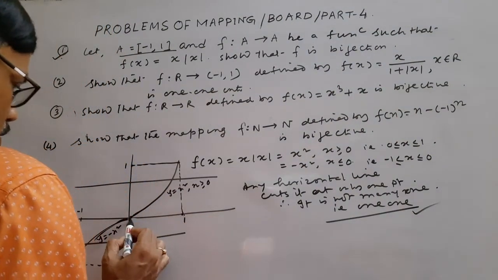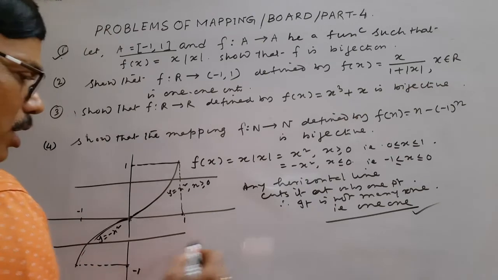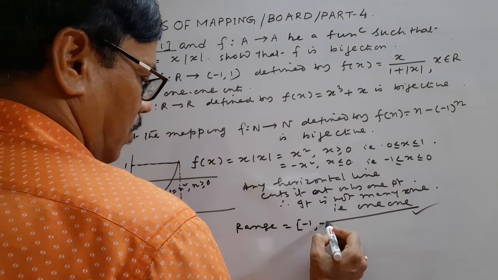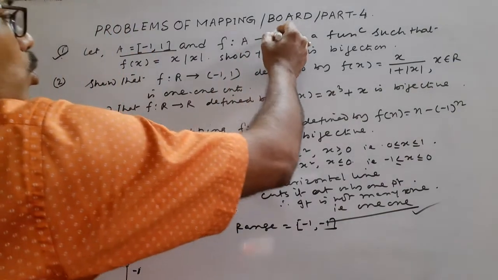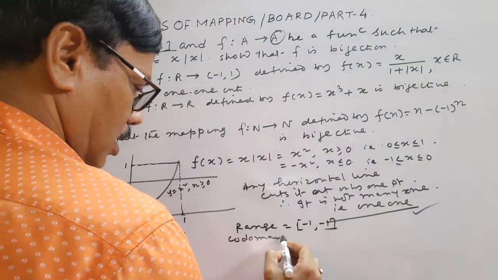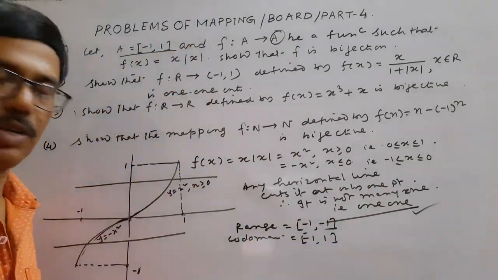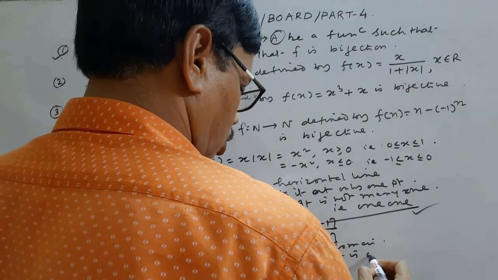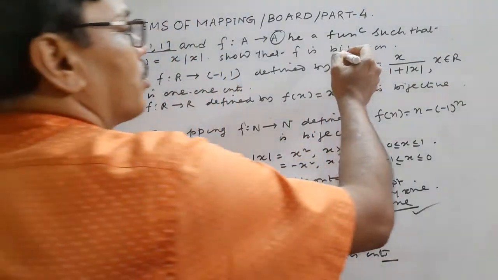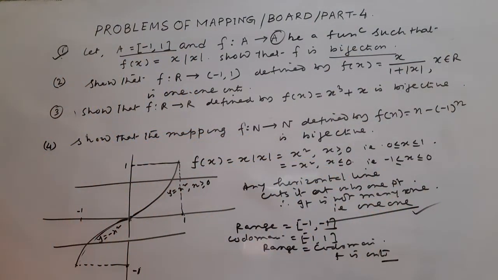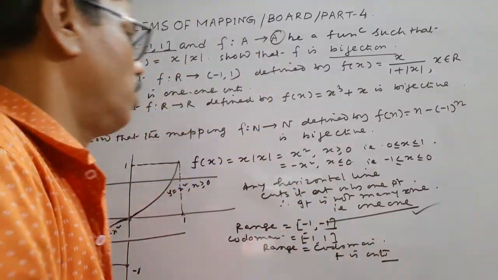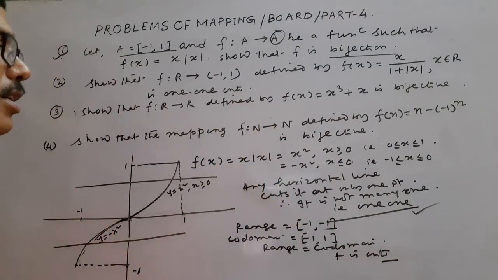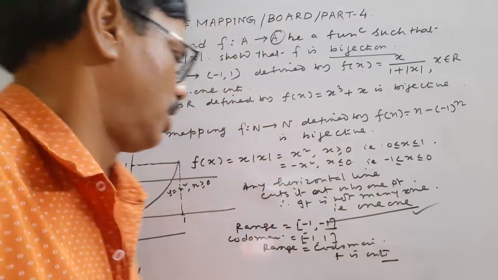Now the range is minus 1 to plus 1. Look, if we look at the graph, what is the value of y? Minus 1 to plus 1. And what is the codomain? The codomain is also minus 1 to plus 1. So range equals codomain. So f is onto. So f is one-one and onto, hence it is bijective, using the concept of graph. Or you may use the previous method: take two points from the domain x1, x2 and prove that if f(x1) equals f(x2), then x1 equals x2.